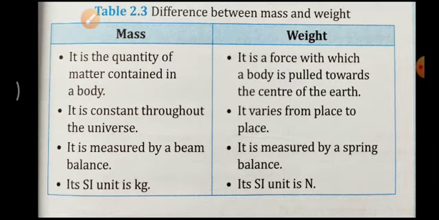Now we will discuss the differences between mass and weight. The first one, mass: it is the quantity of matter contained in a body. How much amount of matter is contained in a body is called mass. Then weight: the amount of force with which a body is pulled towards the center of the earth is called weight. Mass is the constant quantity throughout the universe, but weight varies from place to place. Mass is measured by a beam balance, and weight is measured by a spring balance.